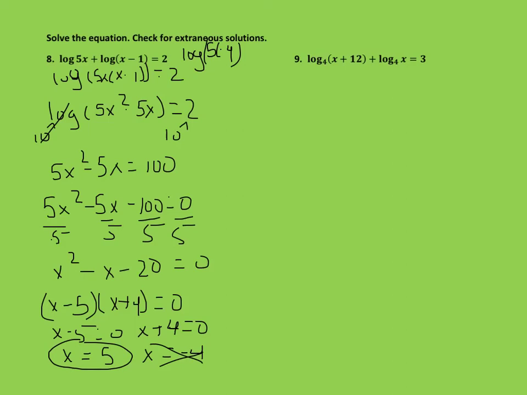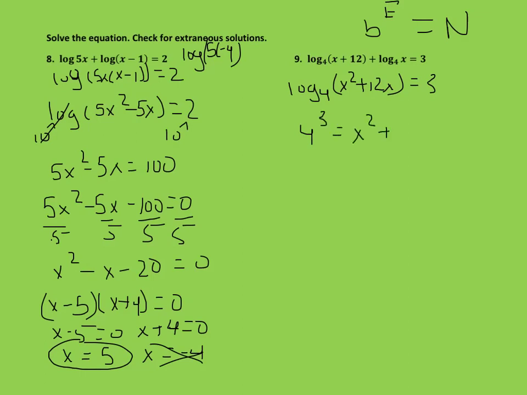So last one. Addition, we can condense. Addition means we can condense these together using multiplication. So you get log base 4 of x squared plus 12x equals 3. And then you could just do this, change it to exponential form. So that would be 4 to the third equals x squared plus 12x. Well, 4 to the third is 64. Subtract that over.